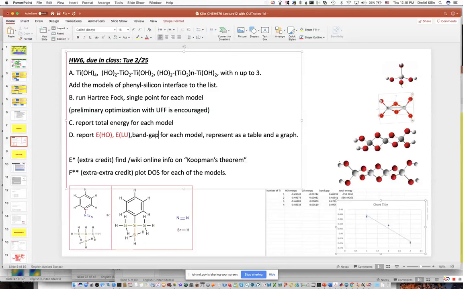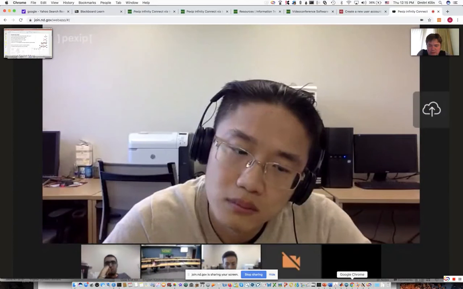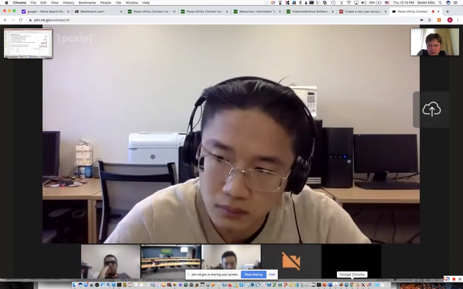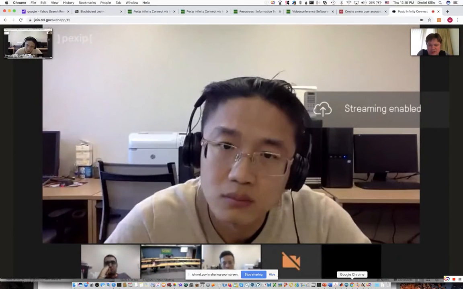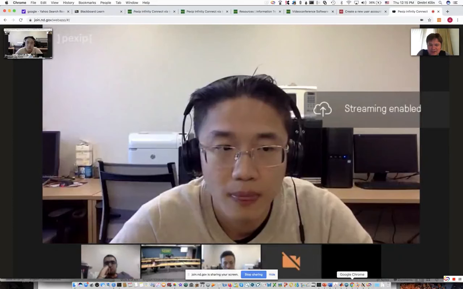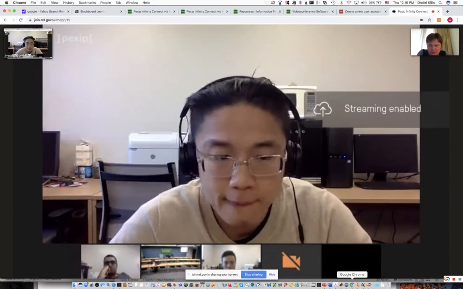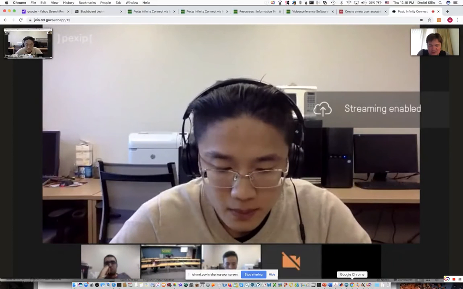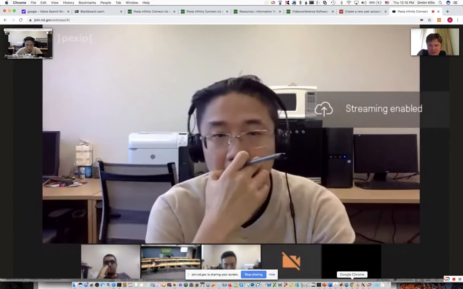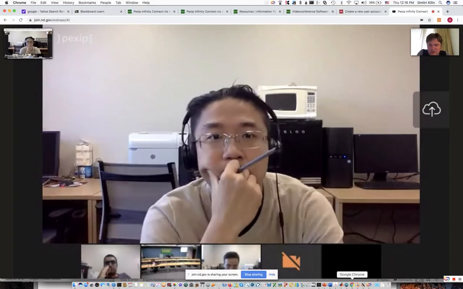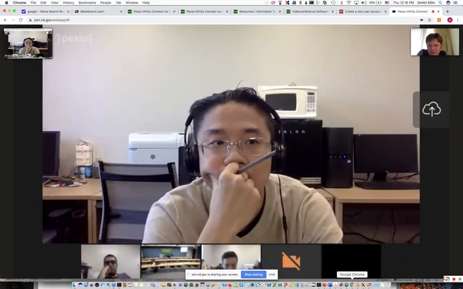And I think you have already plotted band gap as a function of the size of the model, right? Or you watched Dr. Han doing it. So please try to process your data and look at how the band gap looks as a function of the size. It is expected that the larger the model, the smaller the gap. But maybe for some reason you find a deviation from this.